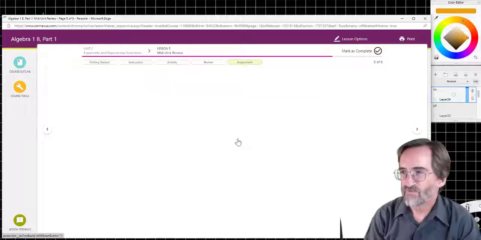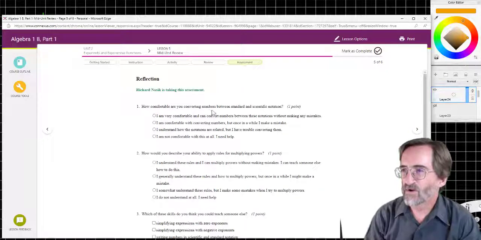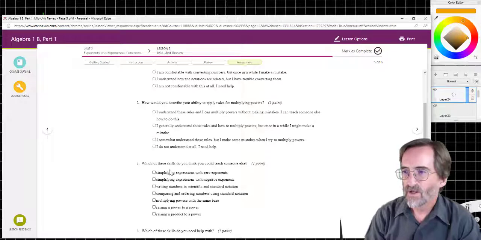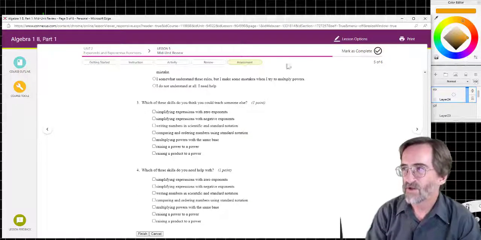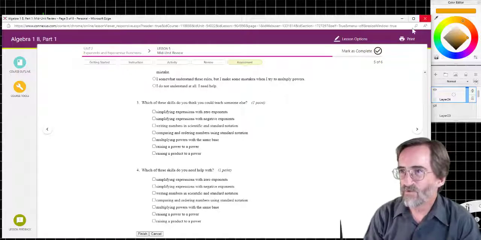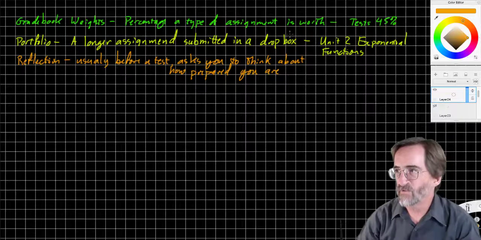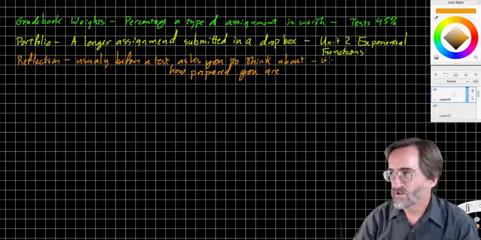Start assessment. How comfortable are you with converting numbers between standard and scientific? How would you describe your ability to apply rules? Which of the skills do you think you can teach someone else? Which skills do you need help with? So it's a reflection on how comfortable you are. Unit 2, Lesson 5 is our example. So Unit 2, Lesson 5 has a review assignment.